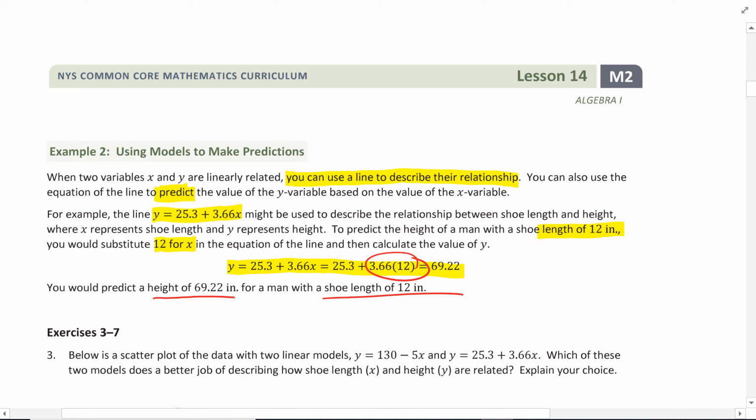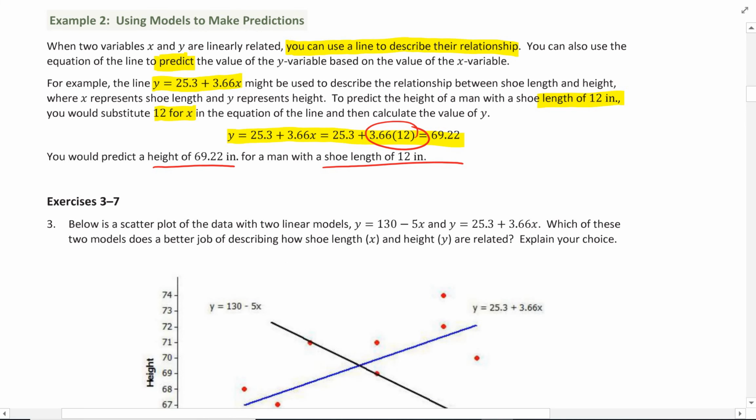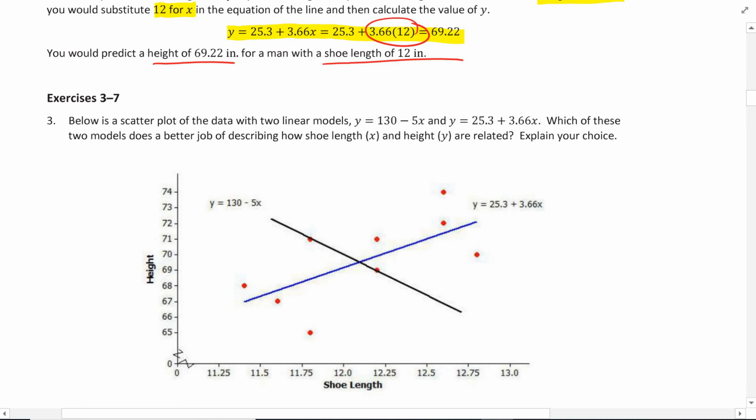It's not that they will have a height, because again, nothing is 100% certain. With this data analysis, we're not saying it will happen. We're saying it could happen, or it should happen. We're not saying it will. So again, the predicted height is 69.22. Now, again, we'll come back to that.